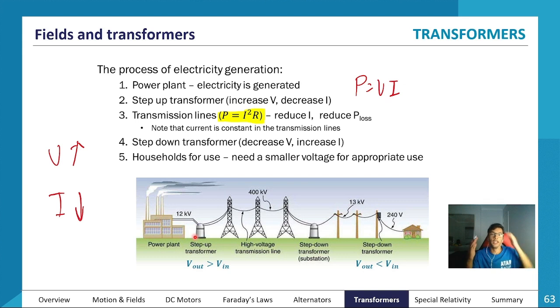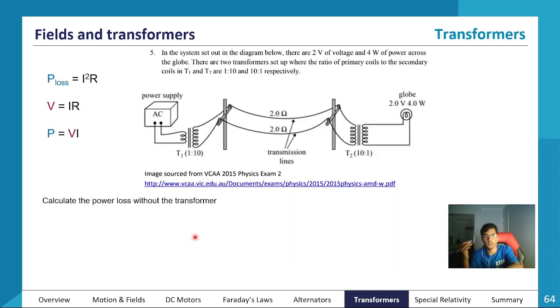Because if you imagine you're transporting electricity for hundreds and hundreds of kilometers, all of those little power losses will add up to a very significant amount. And to reduce this, we want to reduce the current by increasing the voltage.